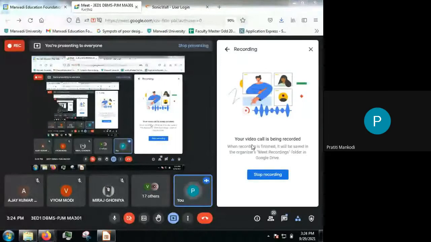These are the three basic normal forms, and in real-time examples we generally go till third normal form only, because it is very difficult to go for the advanced normal forms. There are three more advanced normal forms called BCNF, that is Boyce-Codd normal form, 4NF and 5NF. In total we have six normal forms: 1NF, 2NF, 3NF, BCNF, 4NF and 5NF.